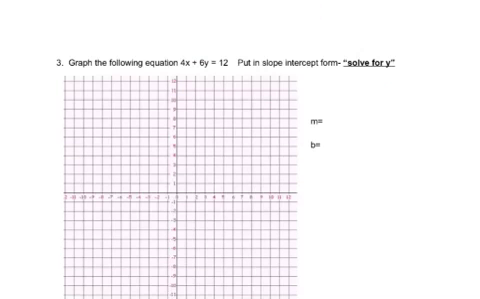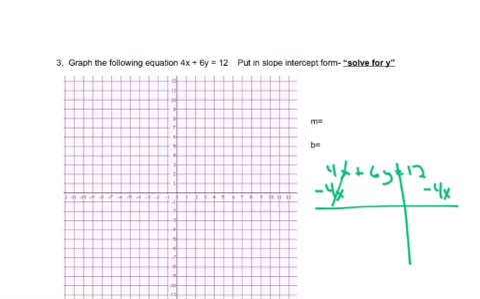For number 3, your equation is not in the y equals mx plus b form. And as you can see, we tell you to solve for y to put in slope-intercept form. So that is your first step. So I'm going to rewrite the equation. 4x plus 6y equals 12. Remember, your goal is to get y by itself doing opposite or inverse operations. So since I have a positive 4x, I'm going to subtract 4x from both sides. That would give me 6y equals 12 minus 4x.